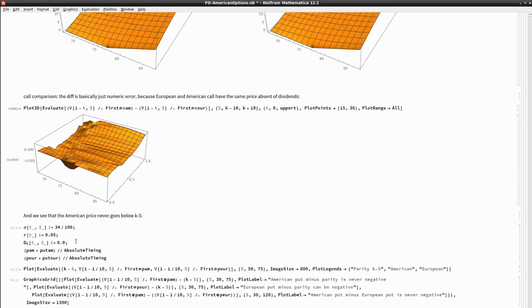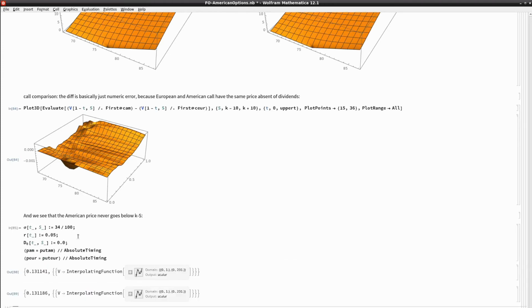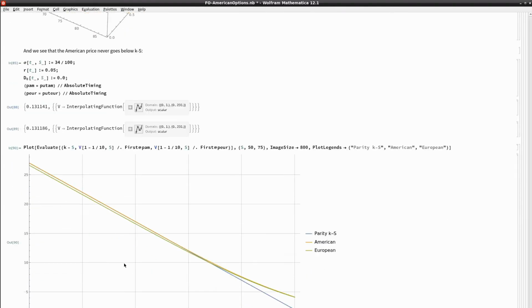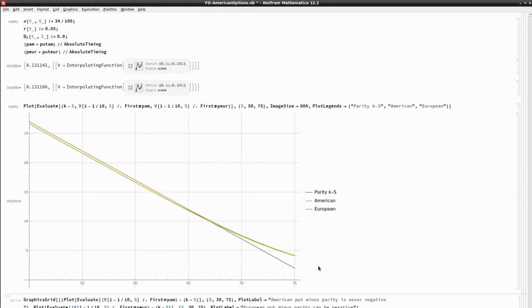Okay, so important things to realize. The American prices can never go below parity. I mentioned that at the very beginning, and here we can verify that. So the blue curve is parity, K minus S. And the American curve is orange, and we see that it never goes below the blue curve. It's on the blue curve to the left of the critical stock price point, and it is above the blue curve to the right of it.